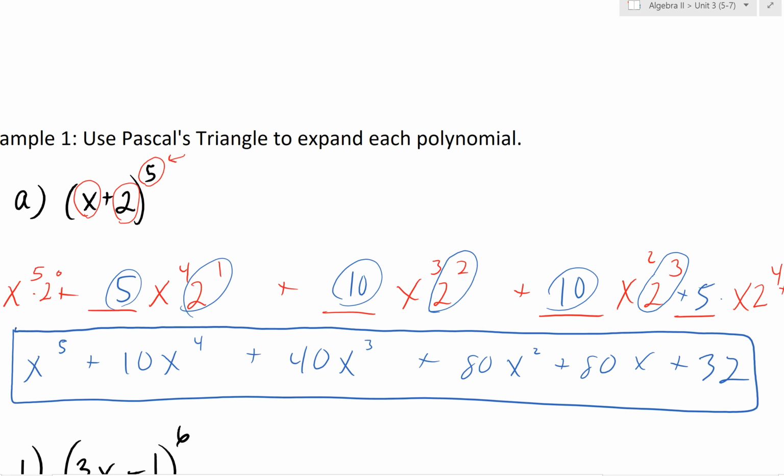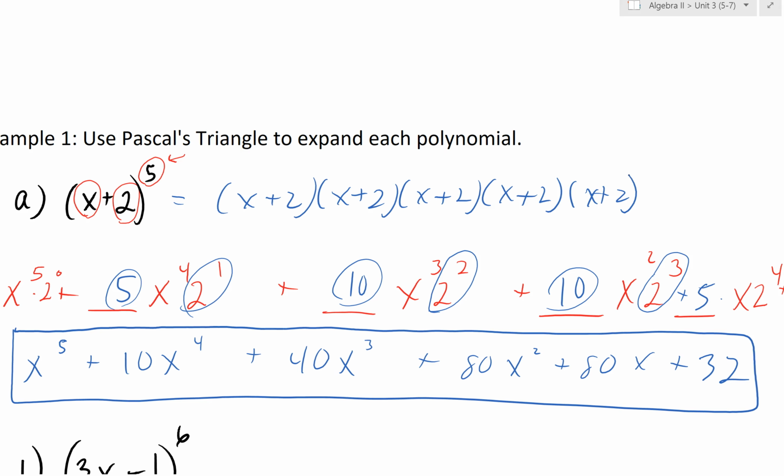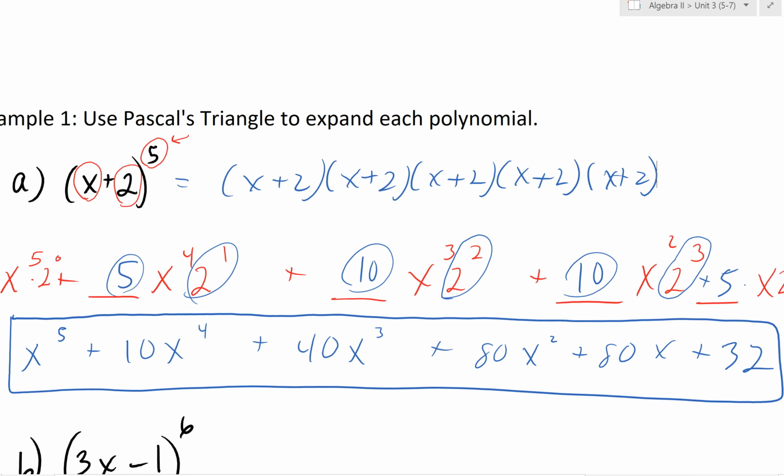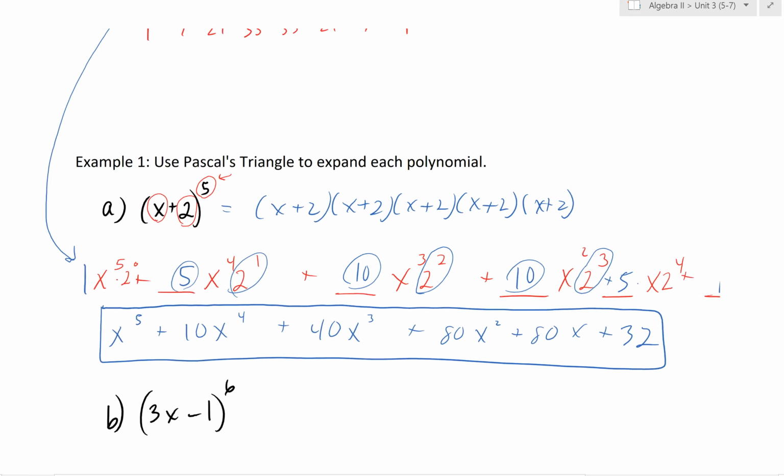Now that might seem like a long process to you, but if you want to compare that to expanding x plus 2 to the 5th this way, if you tried doing this the way we did the first 3 examples today, I think you'd realize that expanding that out using the FOIL method or the box method 5 times is going to get pretty cumbersome and has a lot of opportunity for you to make errors. And so Pascal's triangle is a way to simplify that process a little bit so that we get the coefficients and then just use the patterns of the degrees.